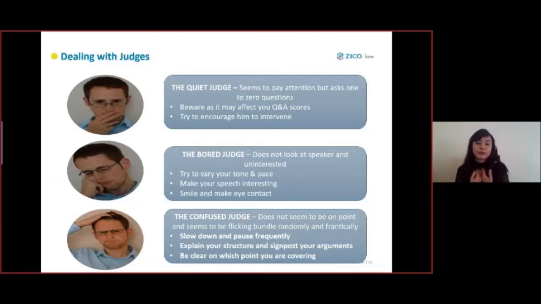Secondly, the bored judge. I've experienced this personally. I've gotten a judge who actually played with her phone while I was submitting. Now, I think this is just a tactic to scare me off. I don't know. But if you do encounter this type of judge, always vary your tone and your pace and make your speech interesting and make eye contact. The next one is the confused judge. The confused judge is basically the one who could not follow your arguments from the start. So if you notice that the judge is confused, always ask if the judge is doing okay. I think the judge will appreciate that. Now, can we move on to the last slide?